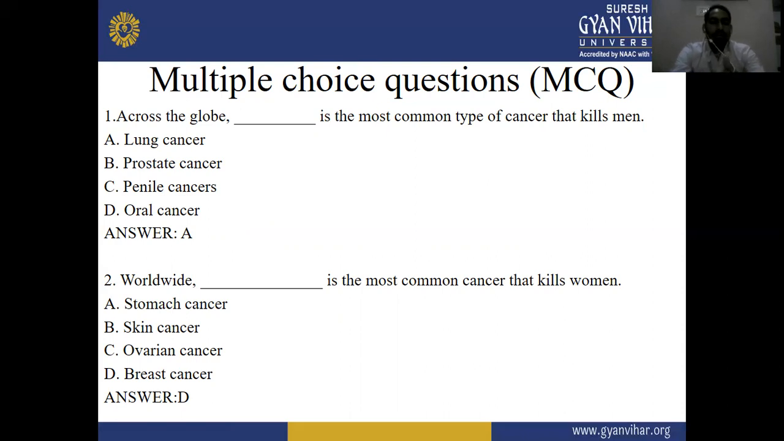Next question: worldwide, blank is the most common cancer that kills women. Option A is stomach cancer, option B is skin cancer, option C is ovarian cancer, and option D is breast cancer. The right answer is D, breast cancer. Worldwide, breast cancer is the most common cancer that kills women.